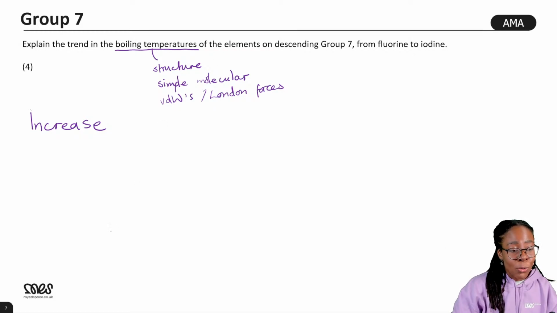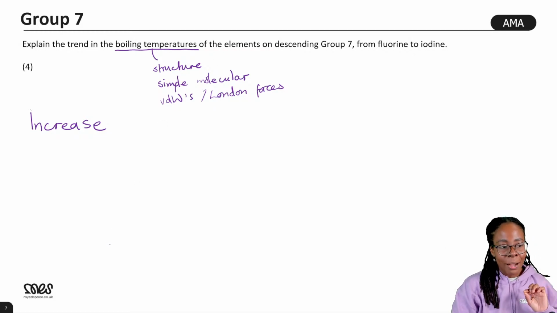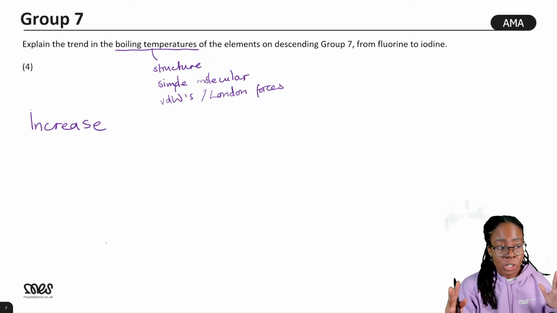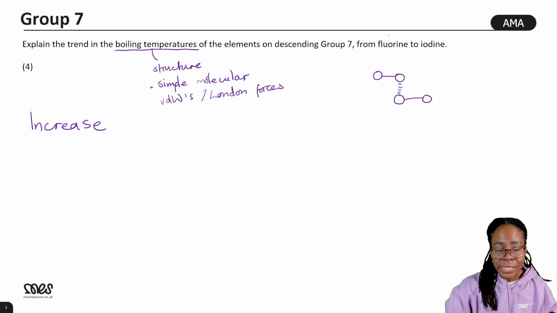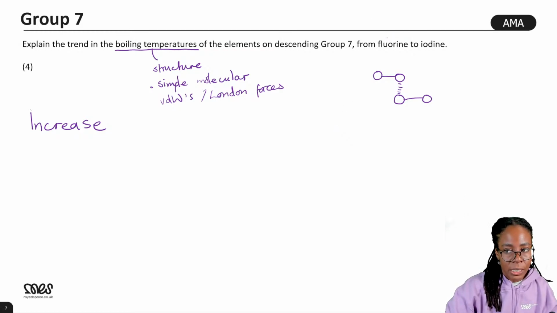As we go down the group, again, we're not talking about shells and shielding. That would be about reactivity. We are talking here about structure. And structure here, because we're talking about simple molecules, is about what's holding that structure together. Because we've got simple diatomic molecules, they are held together by weak intermolecular forces. They don't have dipoles because it's just the same element. There's no difference in electronegativity.